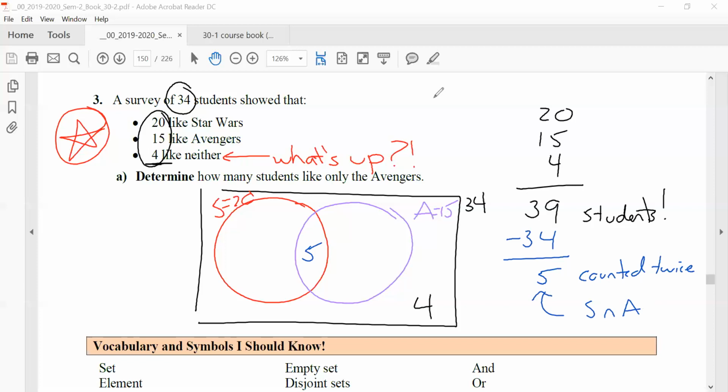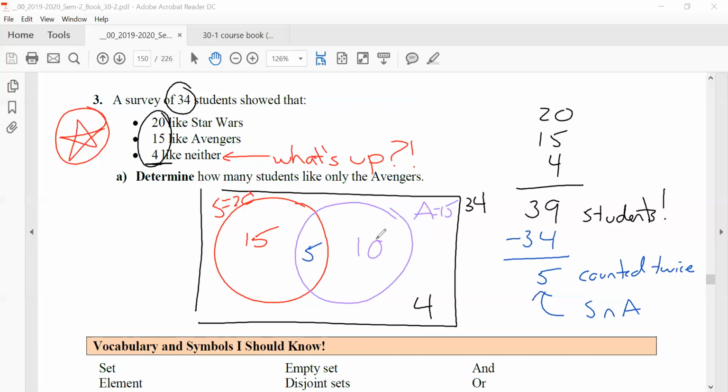So how many people like Star Wars only? Well, 20 people like Star Wars, and 5 people like both. So I'm going to subtract that. So now you see how 15 plus 5 gives me the 20. And it says 15 people like Avengers and 5 like both. So guess what? There's 10.